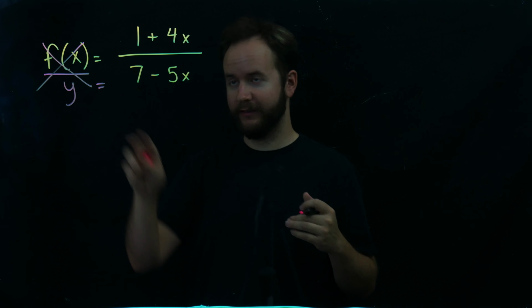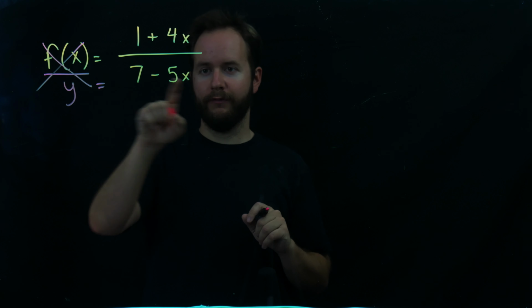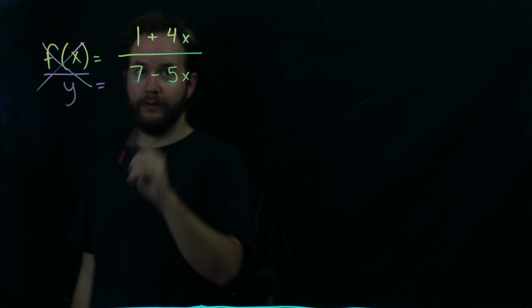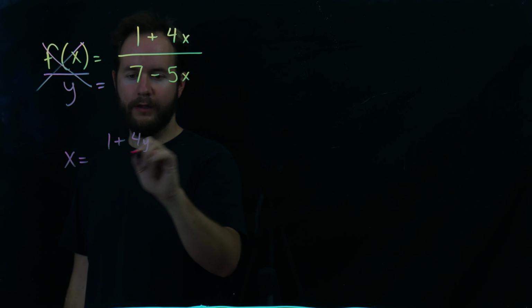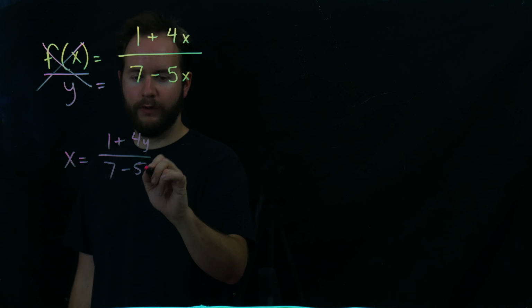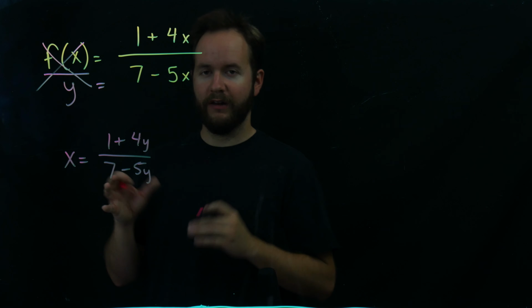The next step, once that's completed, is to switch the x's and the y's. So I'm going to switch this y for an x and switch these x's with the y. So we end up with x equals 1 plus 4y over 7 minus 5y. Now we have to do a bit of algebra. This is where things get really difficult. Kind of buckle down for this.